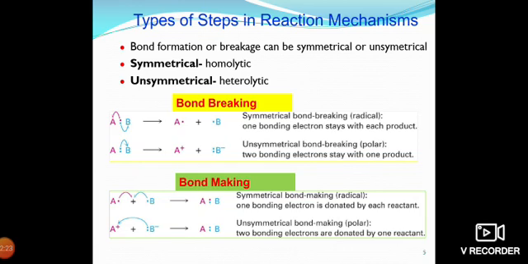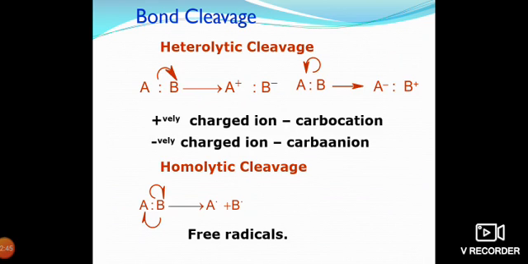Then bond making can also be done in symmetrical or unsymmetrical ways. In symmetrical bond making, one bonding electron is donated by each reactant, and in unsymmetrical bond making, two bonding electrons are donated by one and the other accepts them to form a bond.